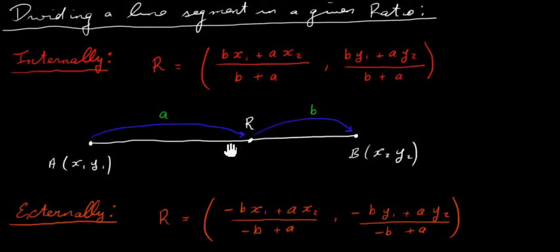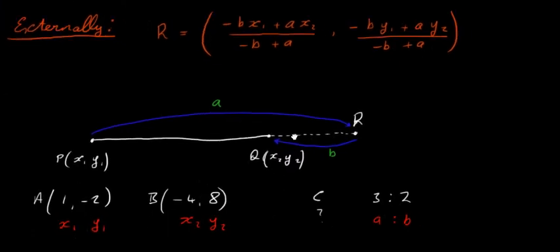So really it's just b times x1, this is our x1 here, plus a times x2, all divided by b plus a. And this is the same here, but it has our y coordinates. So this divides internally, so the point R will be somewhere between the point A and B.